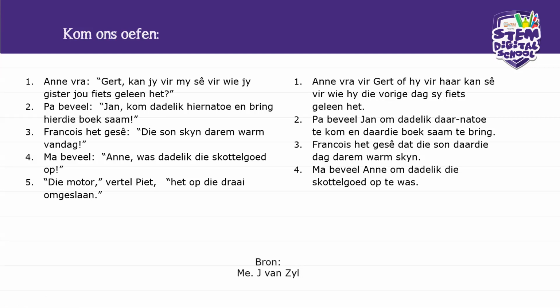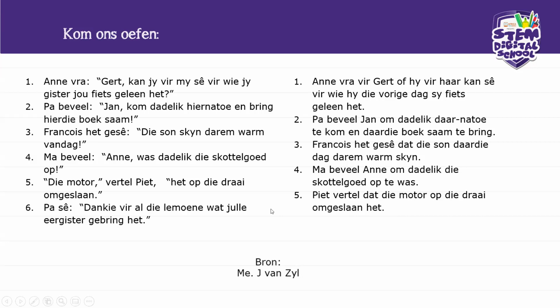See if you can do that. Okay, Lesedi says, "Piet vertel dat die motor het om die draai omgeslaan." Almost there again, well done. "Piet vertel dat die motor op die draai omgeslaan het." So you just had to change the word order of the het and the omgeslaan. Lesedi, you are very close, well done.